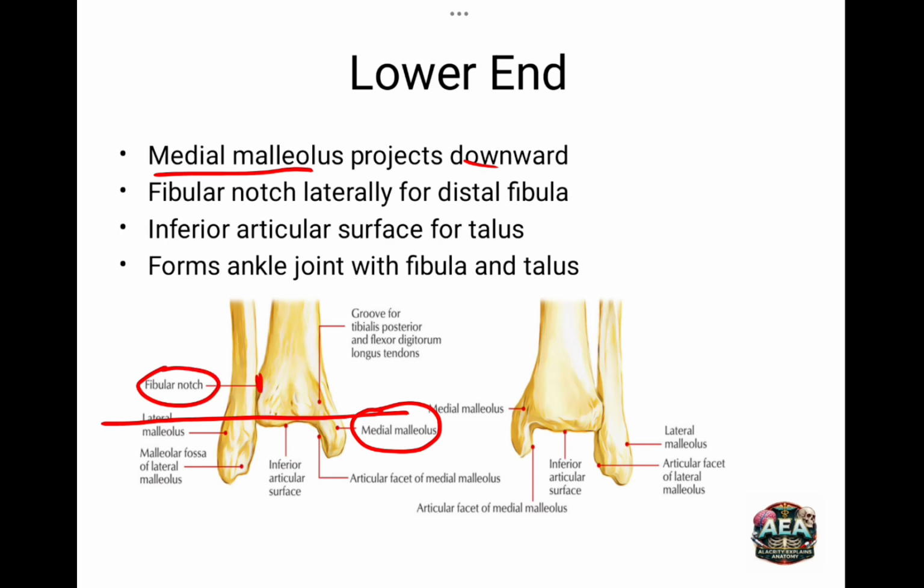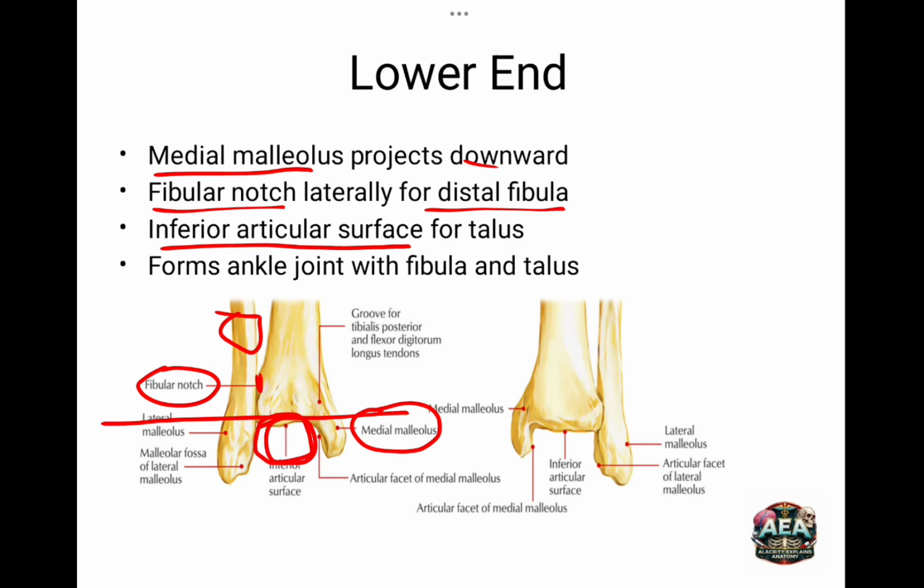Just like we have a fibular condyle at the upper part where the head of the fibula attaches, at the lower part of the tibia we have a fibular notch where the fibular bone will attach to the tibia. This fibular notch is lateral, and it is for distal fibular attachment. We have an inferior articular surface for the talus.